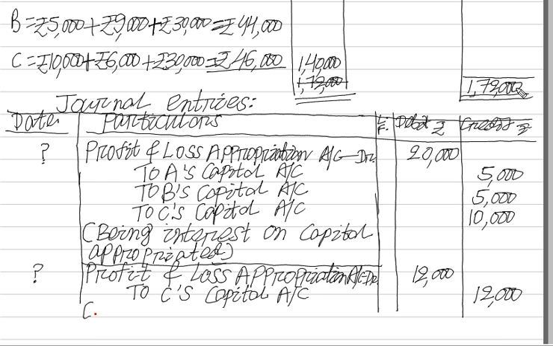Being salary payable appropriated for partner C, 12,000 for C. Then we have to go to the next page.